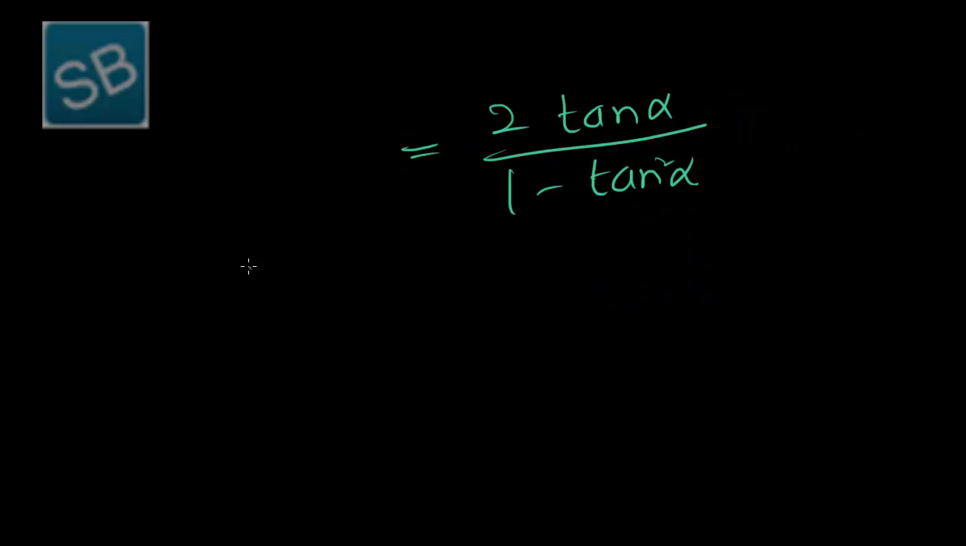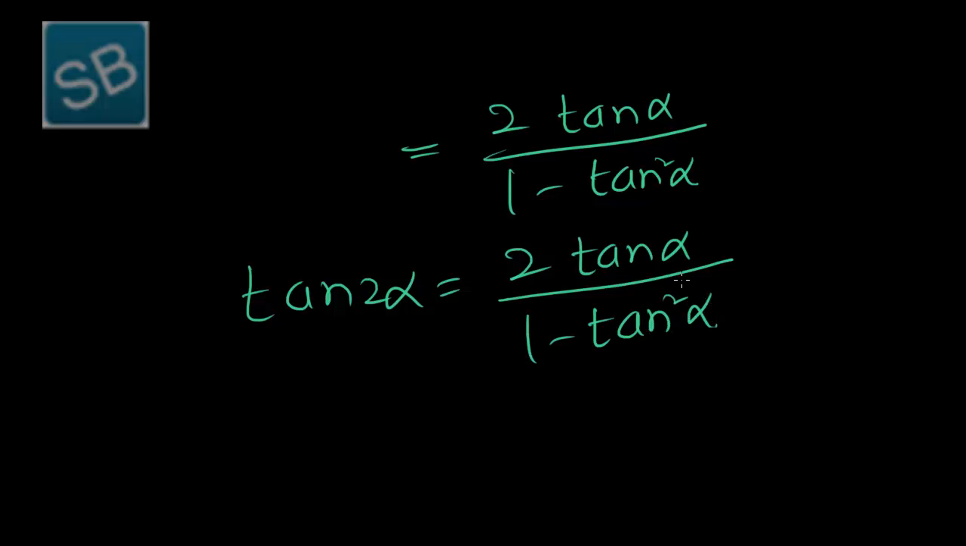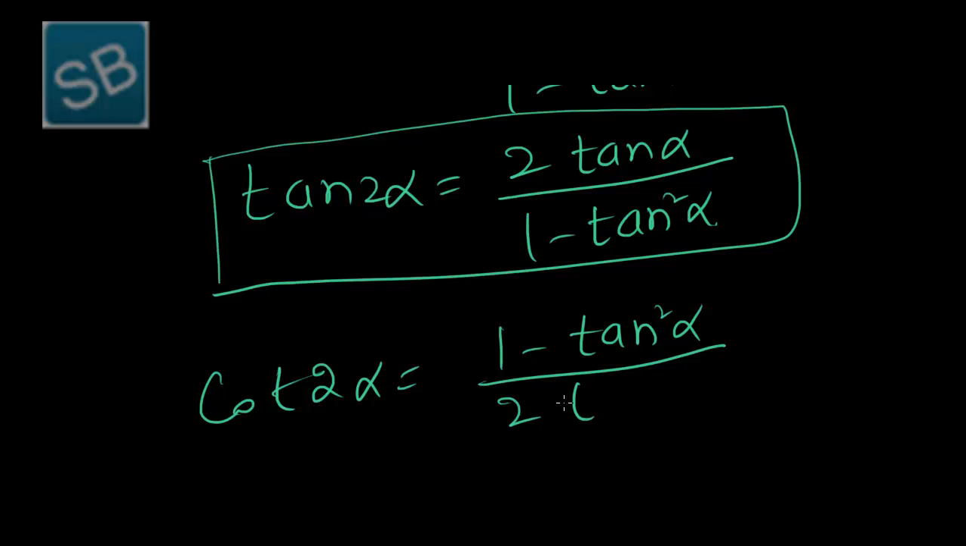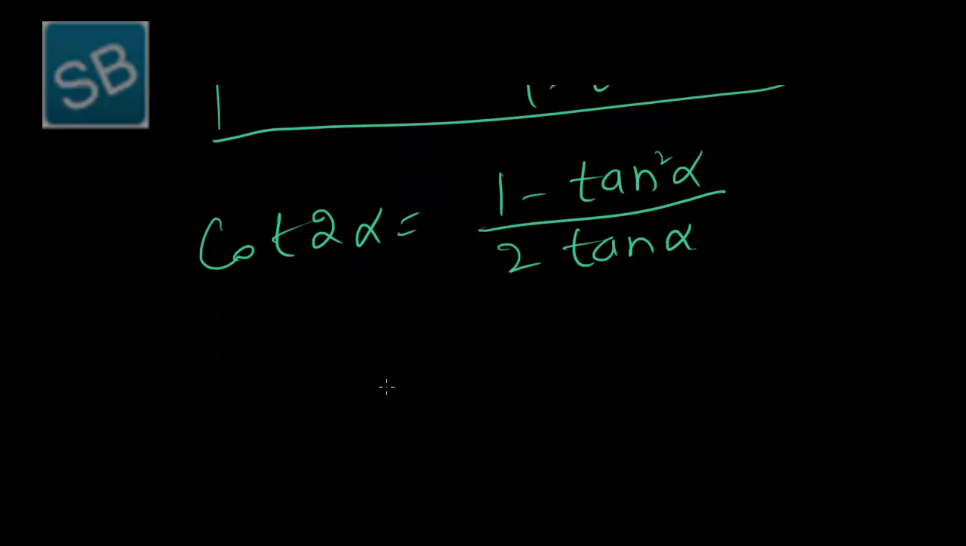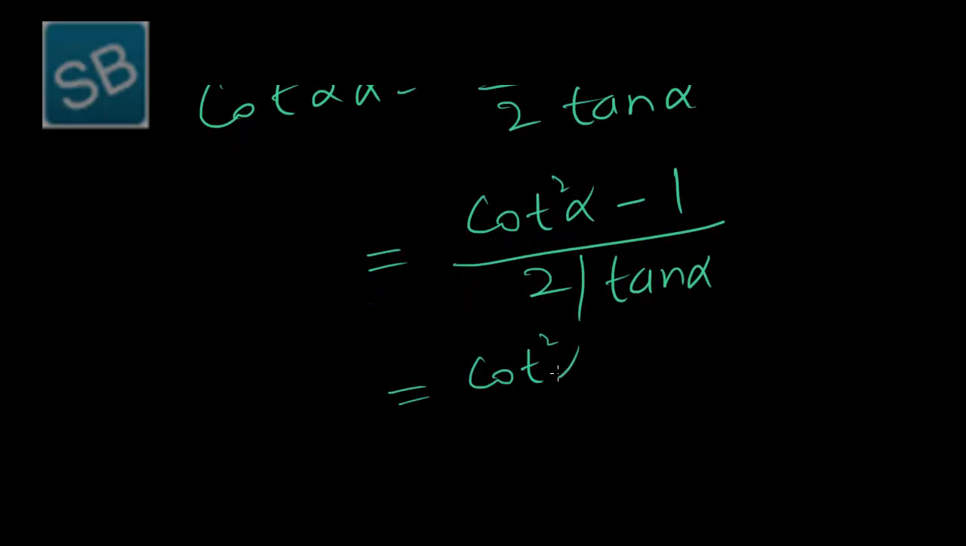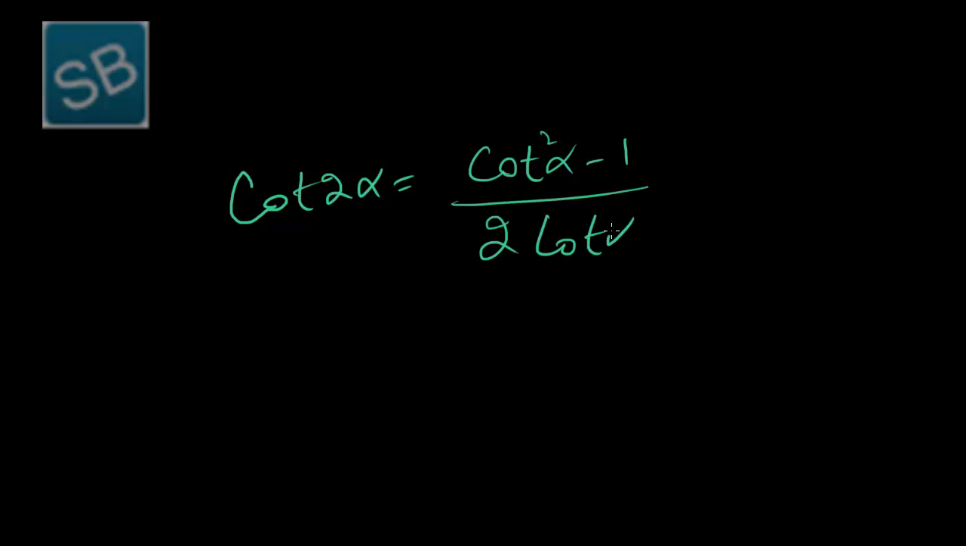With the help of this, as we have tan 2 alpha is equal to 2 tan alpha over 1 minus tan square alpha, we can also derive the formula for cot 2 alpha. That is, cot 2 alpha is equal to, by reversing this, 1 minus tan square alpha over 2 tan alpha. Now dividing by tan square alpha in the denominator and numerator, 1 over tan square alpha is cot square alpha minus 1, and in the denominator 2 over tan alpha. So we get cot square alpha minus 1 over 2 cot alpha. So this is the formula for cot 2 alpha. So these are all the formulas of sine and cos in the form of tan.